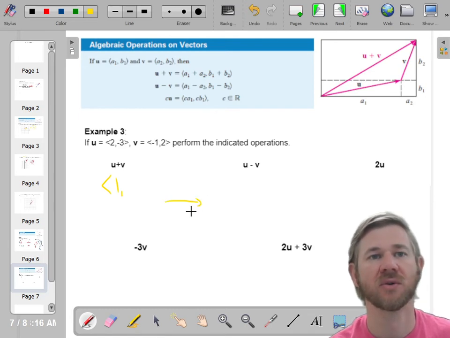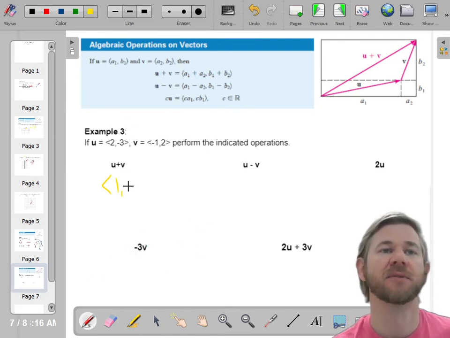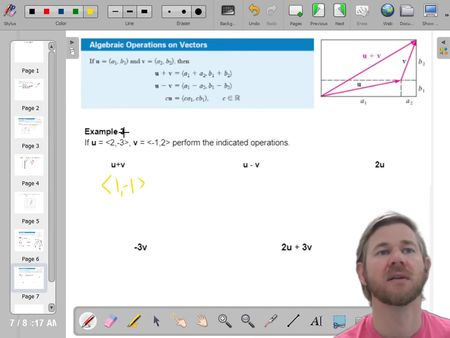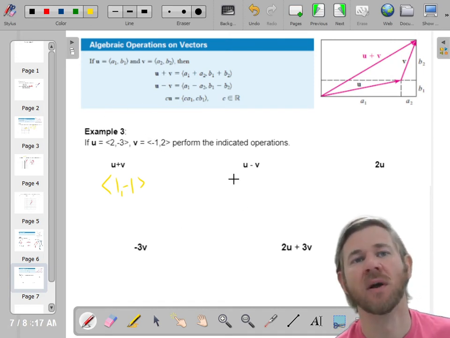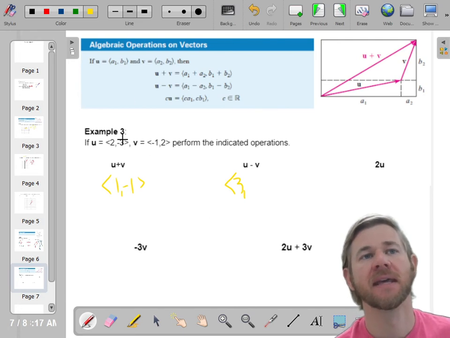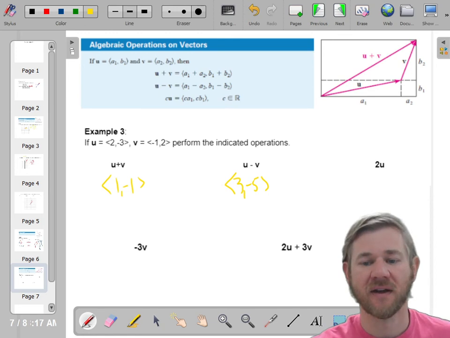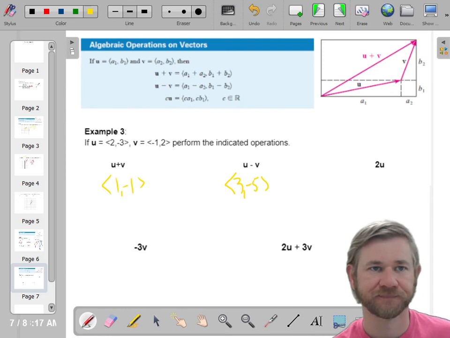If you went right 2 and then left 1, the outcome would be you went to the right 1. If you go down 3 and up 2, at the end of the day, you're going down 1. So you're just adding: 2 plus -1 is 1, -3 plus 2 is -1. But if you subtract, 2 minus -1 would be 3, and -3 minus 2 would be -5. Oops, hang on, -3 minus 2 more is -5. If you're subtracting, you just got to make sure you're careful here because we're talking about subtracting a negative.